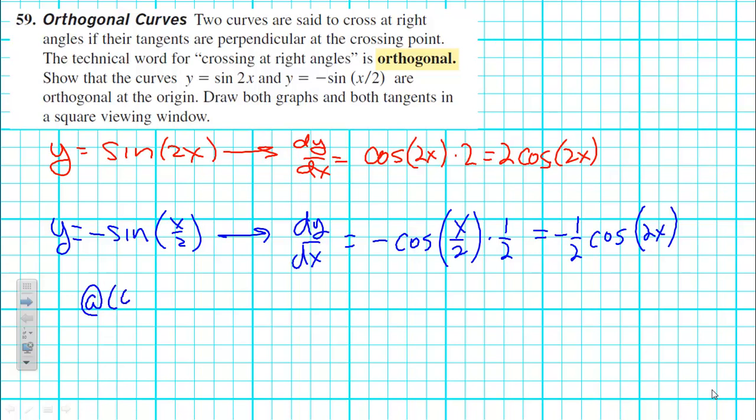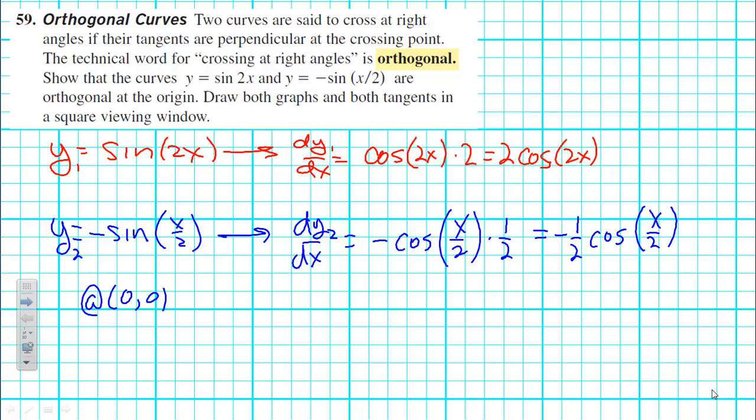Okay, at the origin, at (0, 0), I did that improperly. There, good. All right. Being even more proper, I really should do this. Let's call this y sub 1. Let's call these y sub 2's.